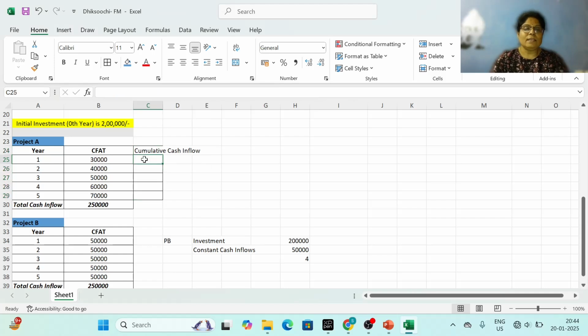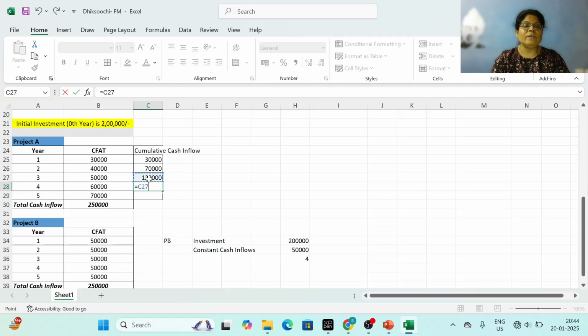first year, as usual, the 30,000. Next year, the first year's amount plus the second year's amount, right? Third year will be the second year's cumulative amount plus the third year's amount. And the fourth year, the cumulative amount of the third year plus the fourth year's amount.